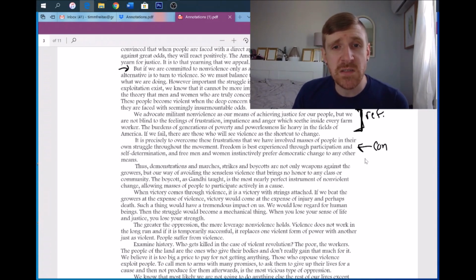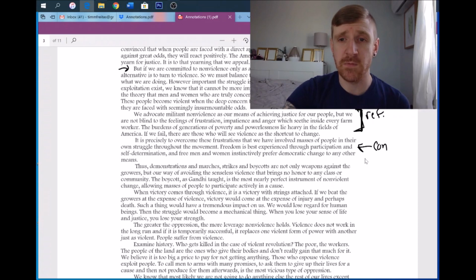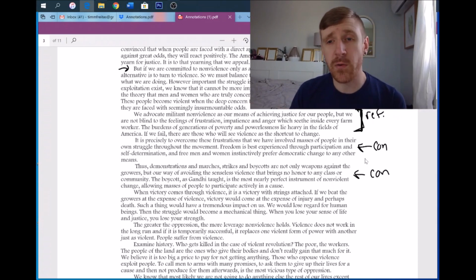Thus, demonstrations and marches, strikes and boycotts are not only weapons against the growers, but our way of avoiding the senseless violence that brings no honor to any class or community. The boycott, as Gandhi taught, is the most nearly perfect instrument of nonviolent change, allowing masses of people to participate actively in a cause. Once again, we see this paragraph fitting in just nicely, supporting the nonviolent action.